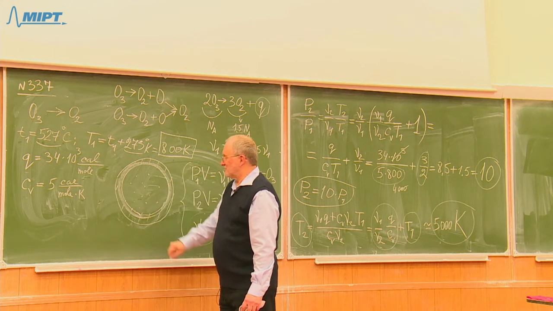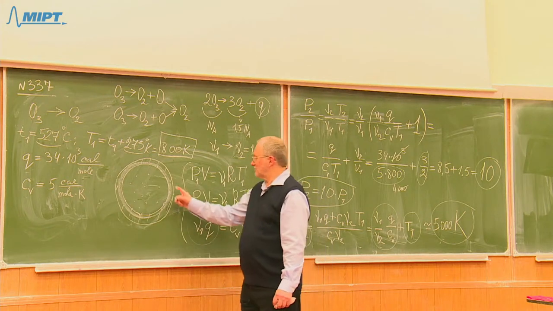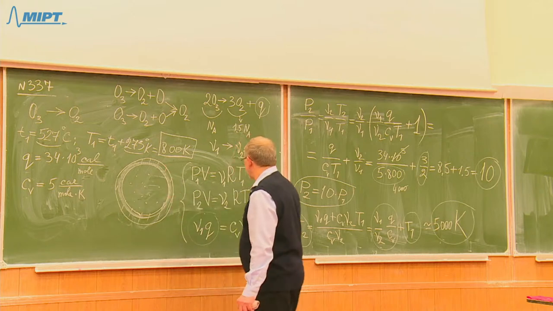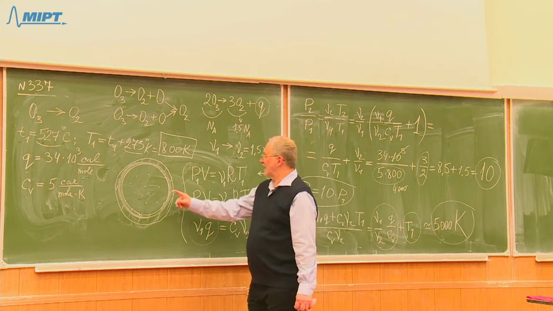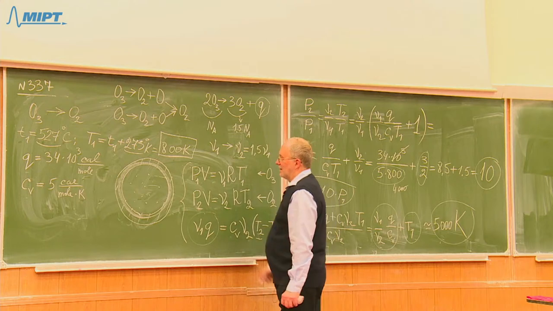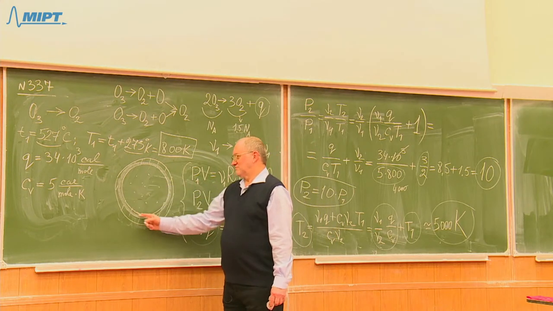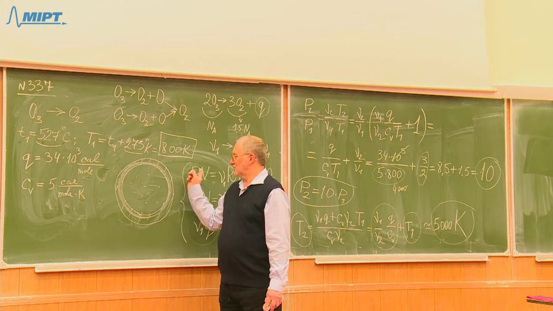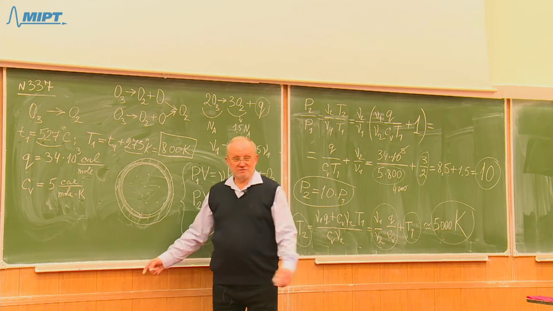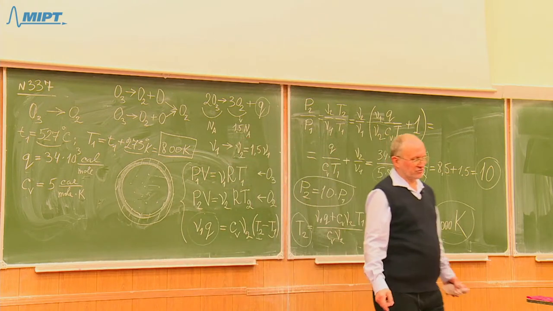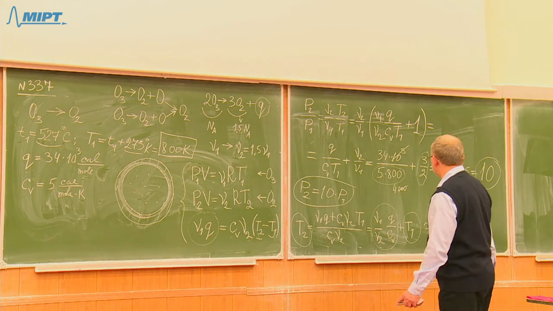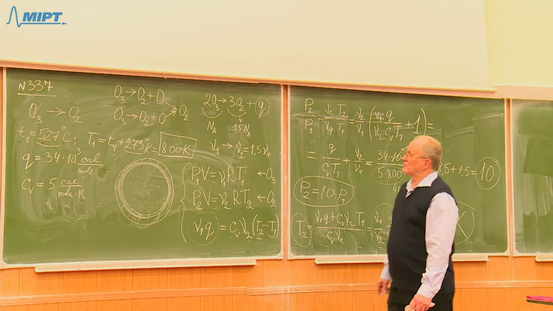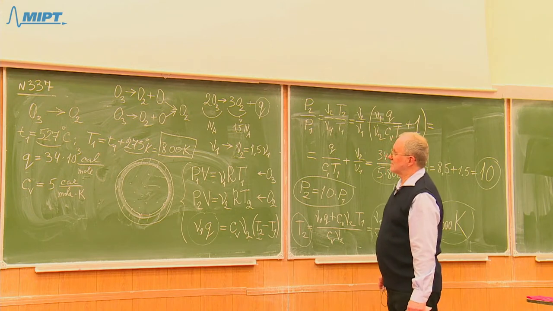Frankly speaking, I don't know. If there is such a material which will stand 5,000 Kelvin and a large pressure, I don't know. It seems to me that any material will finally melt and the vessel will be broken. I'm not sure there is such a material. Okay, that is the solution of problem 337.